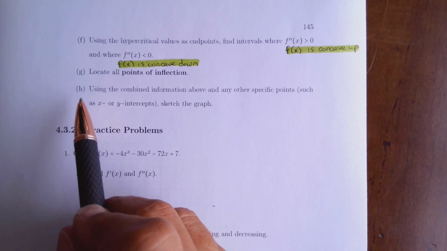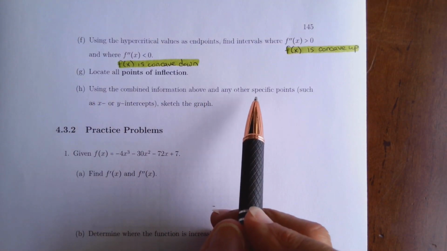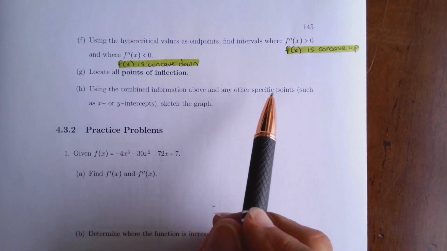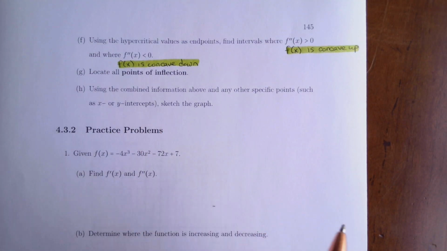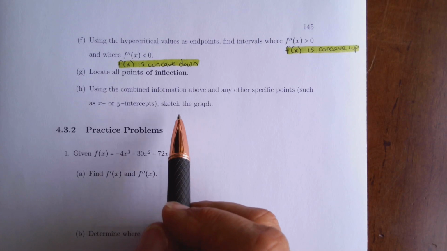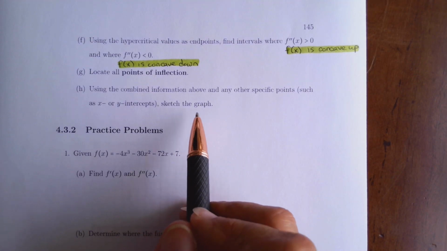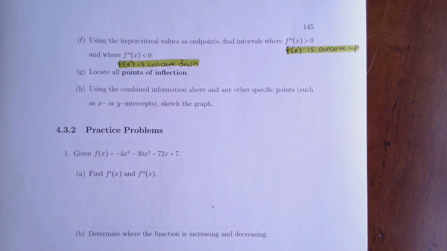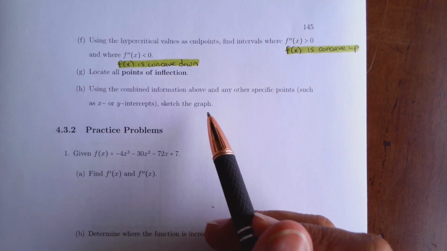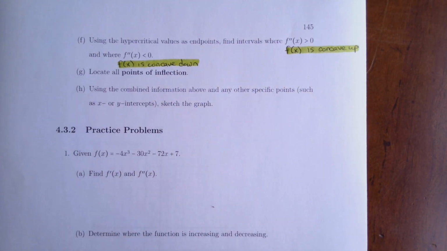Then we're going to take all of that information and any other specific points given to you, such as x and y intercepts. Sometimes they'll give you some ordered pairs to plot, but any other points, and we're going to sketch the graph. Now, when we sketch the graph, it's not going to be perfect. It's not going to be the exact graph because we don't have all the information, but we have quite a bit that will help us get a good idea of the shape of that graph. Okay? All right, so we're going to start with problem number 1 and go through all these steps basically in order to sketch the graph.